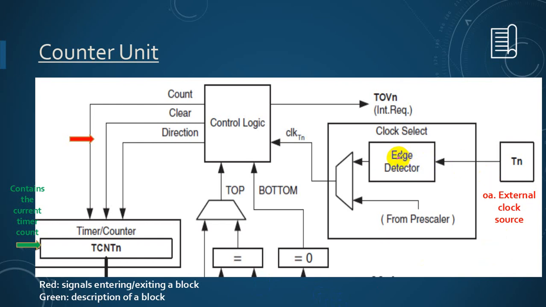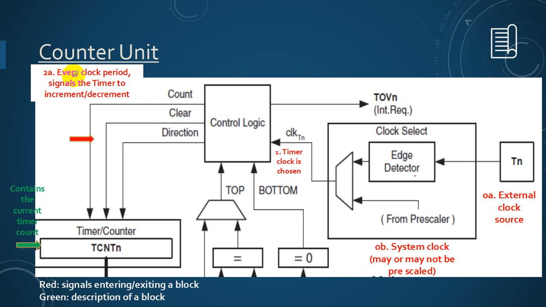So this is the clock select and edge detector. Over here, you can supply the original clock frequency or you can use a prescaler. That's, I think, from step 2. System clock may or may not be prescaled. Okay. Then the timer clock is chosen by the control logic, depending on the selection over here, either no prescaling or prescaled.